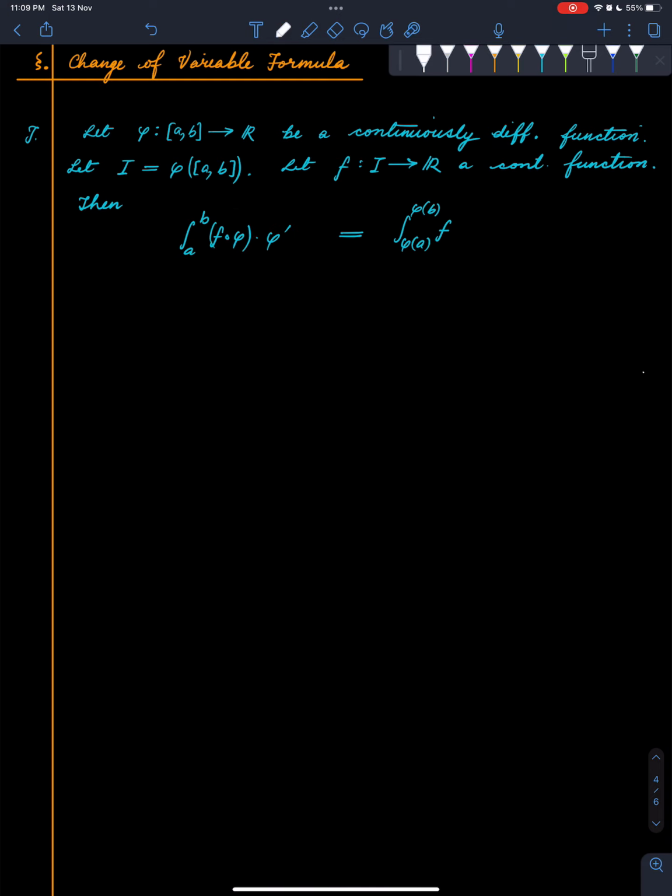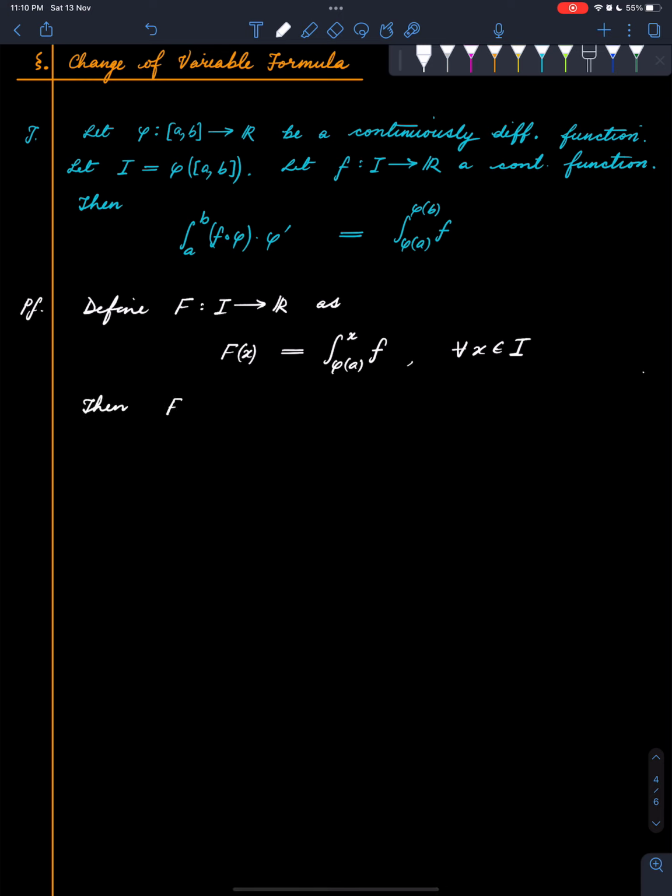Okay, so let's prove this. So here is the proof. We define capital F, very bad handwriting, as the integral from phi a to x of f, for all x in the interval I. So by the fundamental theorem of calculus, or whatever we did the last time, we know the derivative of capital F at any point x is nothing but f of x. This is for all x in I.